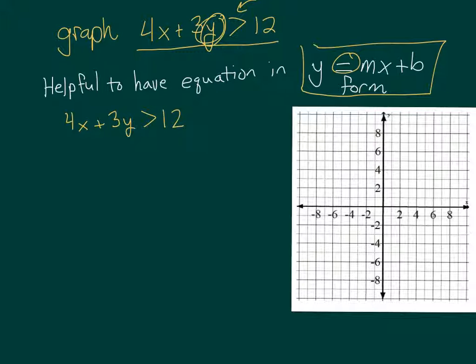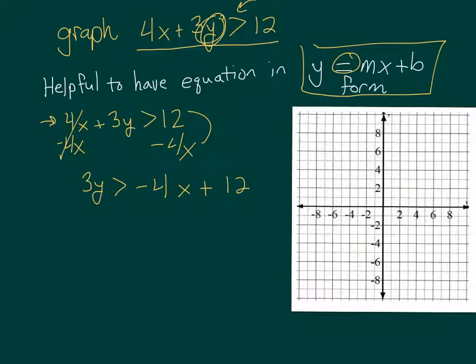If I want to isolate the y, I would start doing PEMDAS in reverse. So this 4x, it's got to go. I'll subtract 4x from both sides of this inequality. This side they cancel. These guys are not like terms, so we end up with 3y is more than negative 4x plus 12.